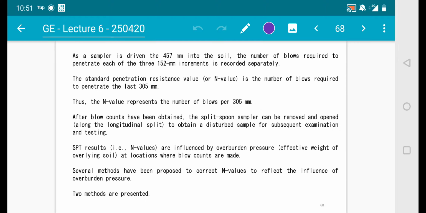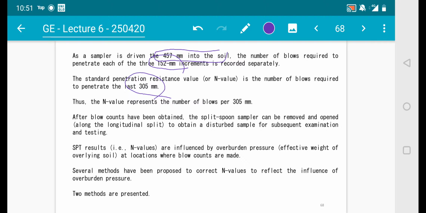Now, as the sampler is driven 457 mm into the soil, this is the total 457 mm into the soil, the number of blows required to penetrate each 152 mm increment is recorded separately. In this case, the 457 is divided into 3 parts, so each part accommodates 152 mm. The standard penetration resistance value is the number of blows required to penetrate the last 305 mm.